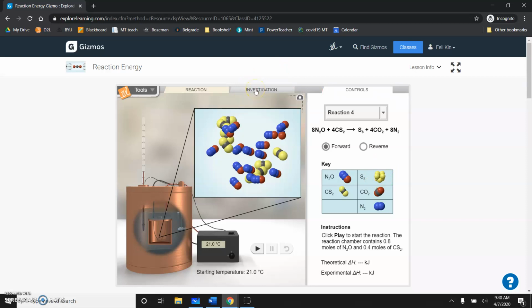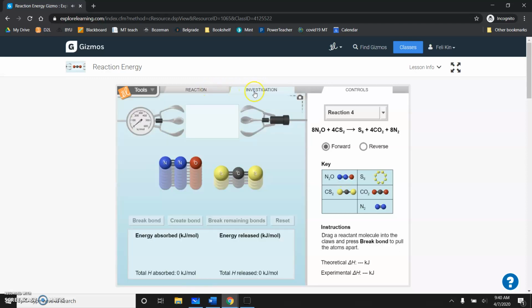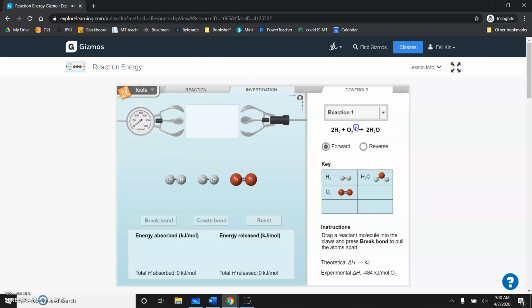The trickier part of this lab is going to be over, not in the reaction tab, but the investigation tab. These go hand in hand. Let's switch back to reaction 1 again. In this section of the lab, you're going to be taking molecules. So right now we're looking at our reactants for reaction 1.